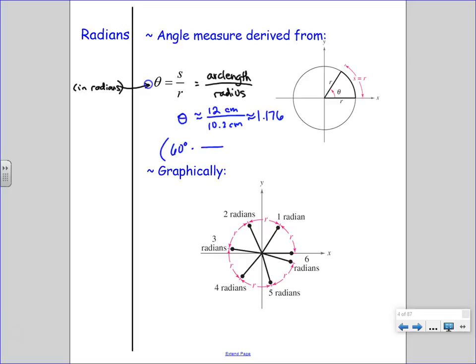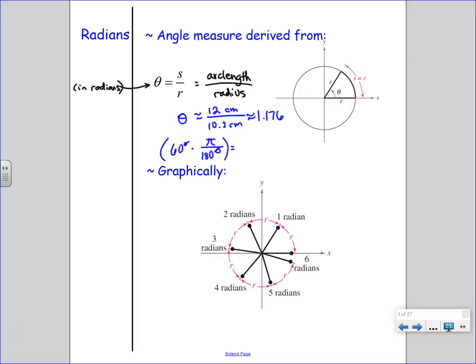Oh, build bridges to get rid of what you don't want. How many degrees go with pi? Remember, how many degrees? 180, right? Then the degrees cancel. I have pi, which is measured in radians.